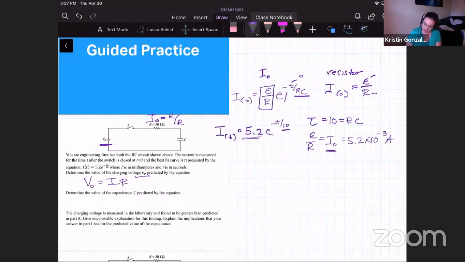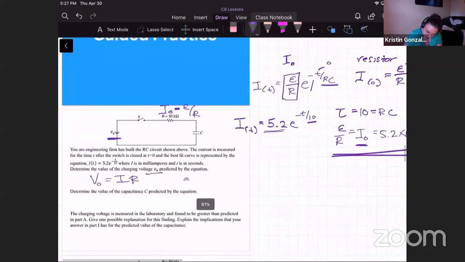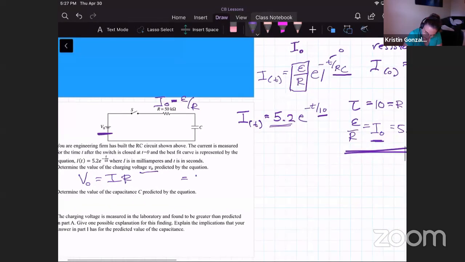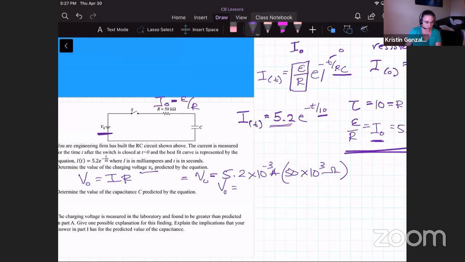And so then we're simply plugging in. I already kind of know here that my I is equal to that 5.2 times 10 to the negative 3. So I can say V naught equals 5.2 times 10 to the negative 3 amperes times my resistance, which is 50 kiloohms. So that's 50 times 10 to the 3 ohms. And so if we multiply that out, we can get that that charging voltage is 260 volts.